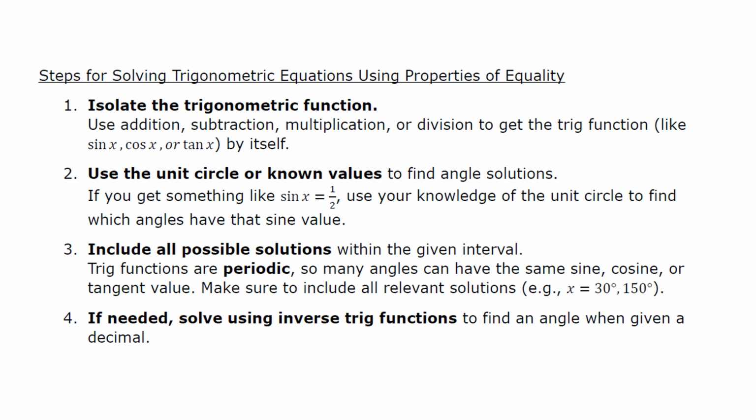Step 3, include all possible solutions within the given interval. So remember, trig functions are periodic, so many angles can have the same sine, cosine, or tangent value. So we want to make sure to include all relevant solutions. And we can use reference angles, adding and subtracting pi or 2 pi to help us find those other possible solutions. And then step 4, if needed, solve using inverse trig functions to find an angle when given a decimal.